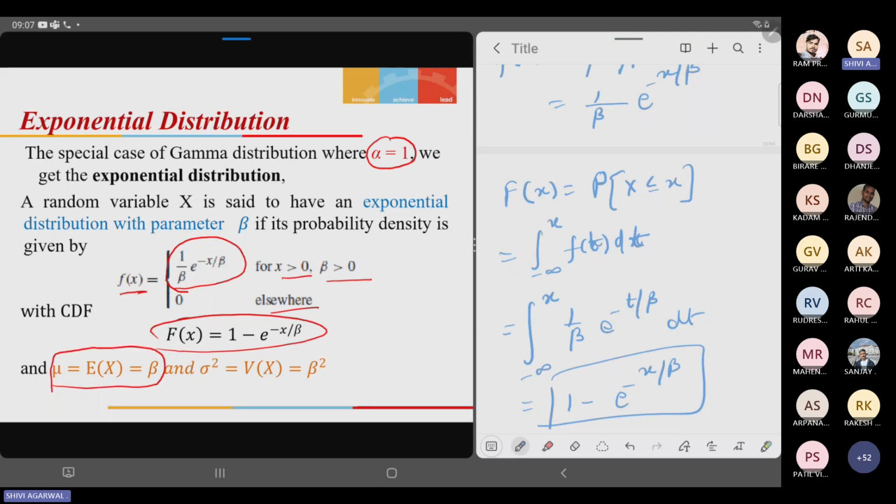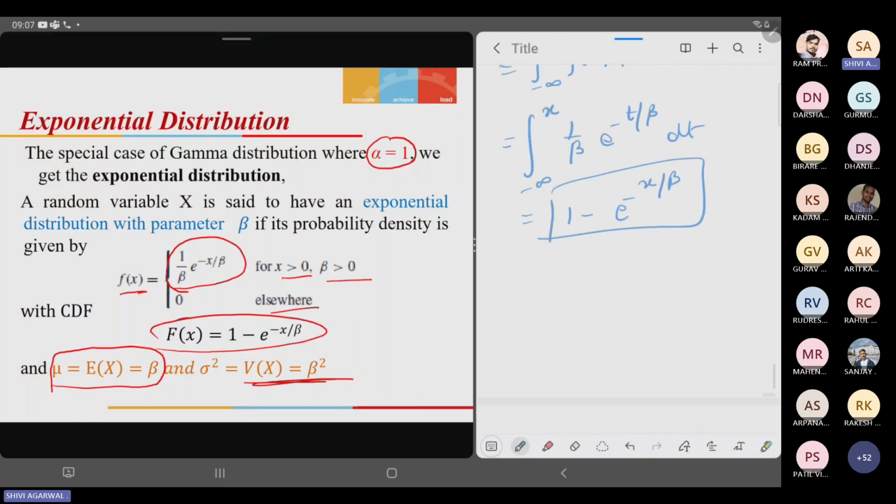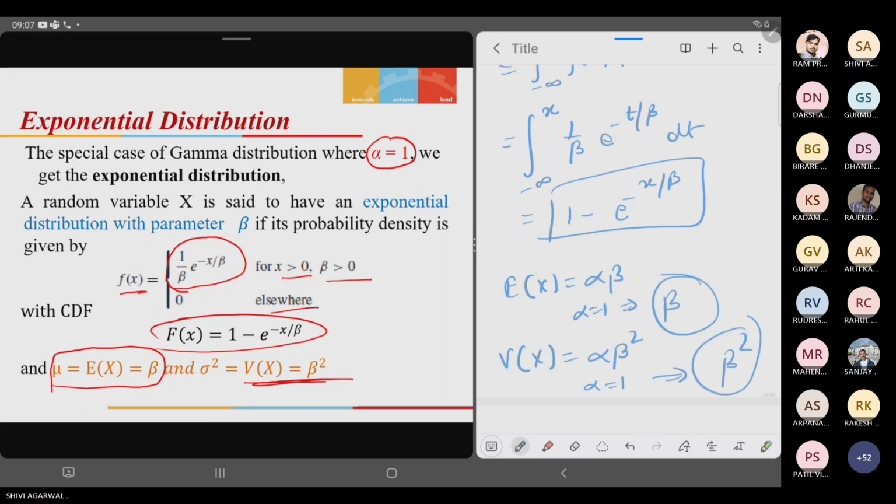value of x is equal to beta, and variance of x is equal to beta square. Why can we say this? Because in the gamma distribution, expected value of x is equal to what? Alpha beta. Alpha is equal to 1, so it will become beta only. And variance of x, if you remember, is alpha beta square. Alpha is equal to 1, so it will become beta square only. Got it? Any query in this one?